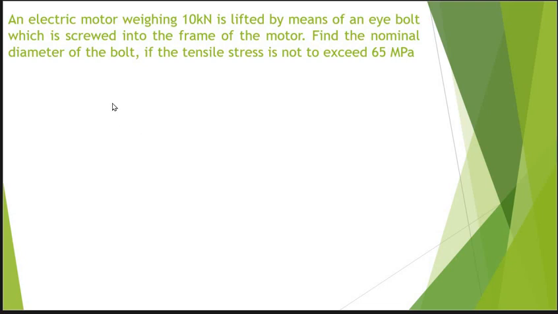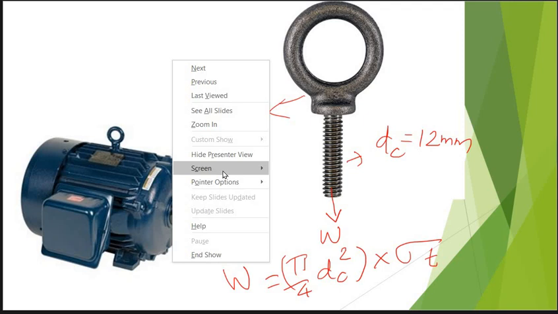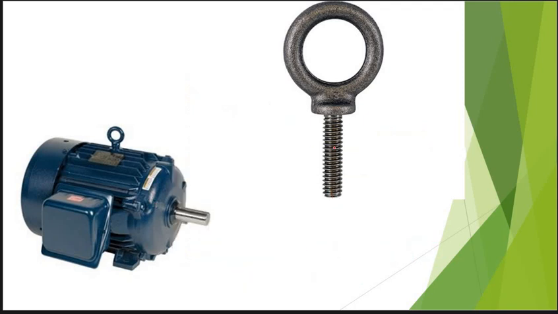Now we can discuss a problem. An electric motor weighing 10 kN is lifted by means of an eye bolt which is screwed into the frame of the motor. Find the nominal diameter of the bolt if the tensile stress should not exceed 65 megapascal. So this is a case related to an eye bolt. You can see in the figure, this is an electric motor and this is the eye bolt. This eye bolt is used to lift this electric motor.